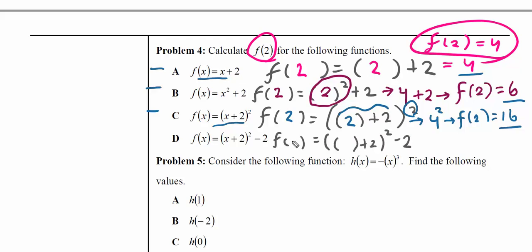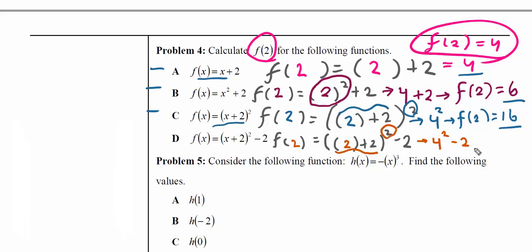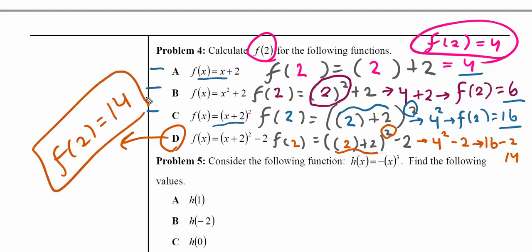Finally, for our last one, I want to plug in a 2 here and a 2 here. We've seen this before, right? This is first. We get a 4 from here. The squared only belongs to this 4 that I got. 4 squared is 16. 16 minus 2 is 14. So for part D, we find that f of 2 is 14. In other words, for this function, if I have an input of 2, I get an output of 14.